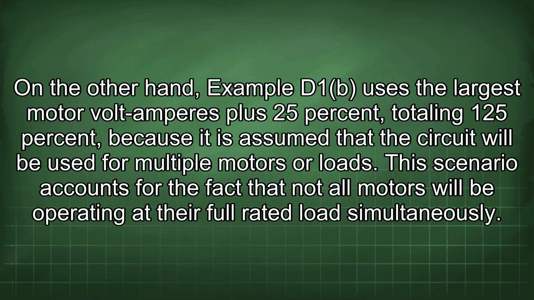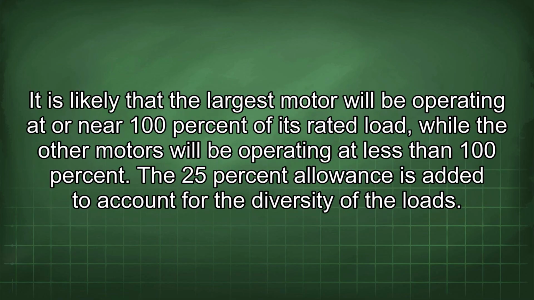On the other hand, example D1B uses the largest motor volt-amperes plus 25%, totaling 125%, because it is assumed that the circuit will be used for multiple motors or loads. This scenario accounts for the fact that not all motors will be operating at their full rated load simultaneously. It is likely that the largest motor will be operating at or near 100% of its rated load, while the other motors will be operating at less than 100%. The 25% allowance is added to account for the diversity of the loads.